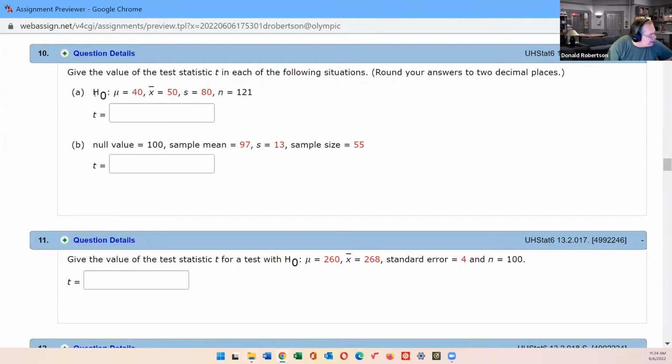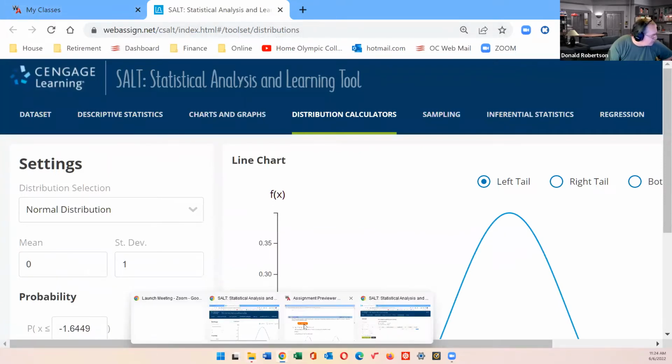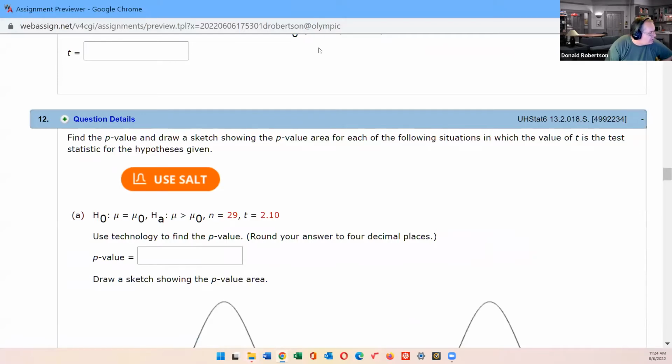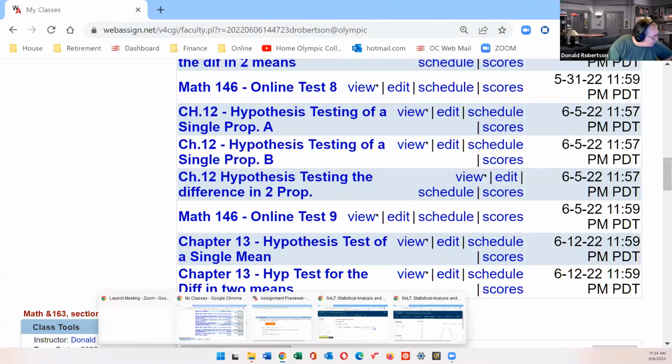Now, here you have the null hypothesis, the mean of your sample, the standard deviation of your sample, and the sample size. So that's everything that you need. And all you're going to do is hit SALT and find that guy. Okay, so I need to find a SALT one. That one will do. And hold on a second. Good. You're going to get dizzy with the number of windows I end up opening here.